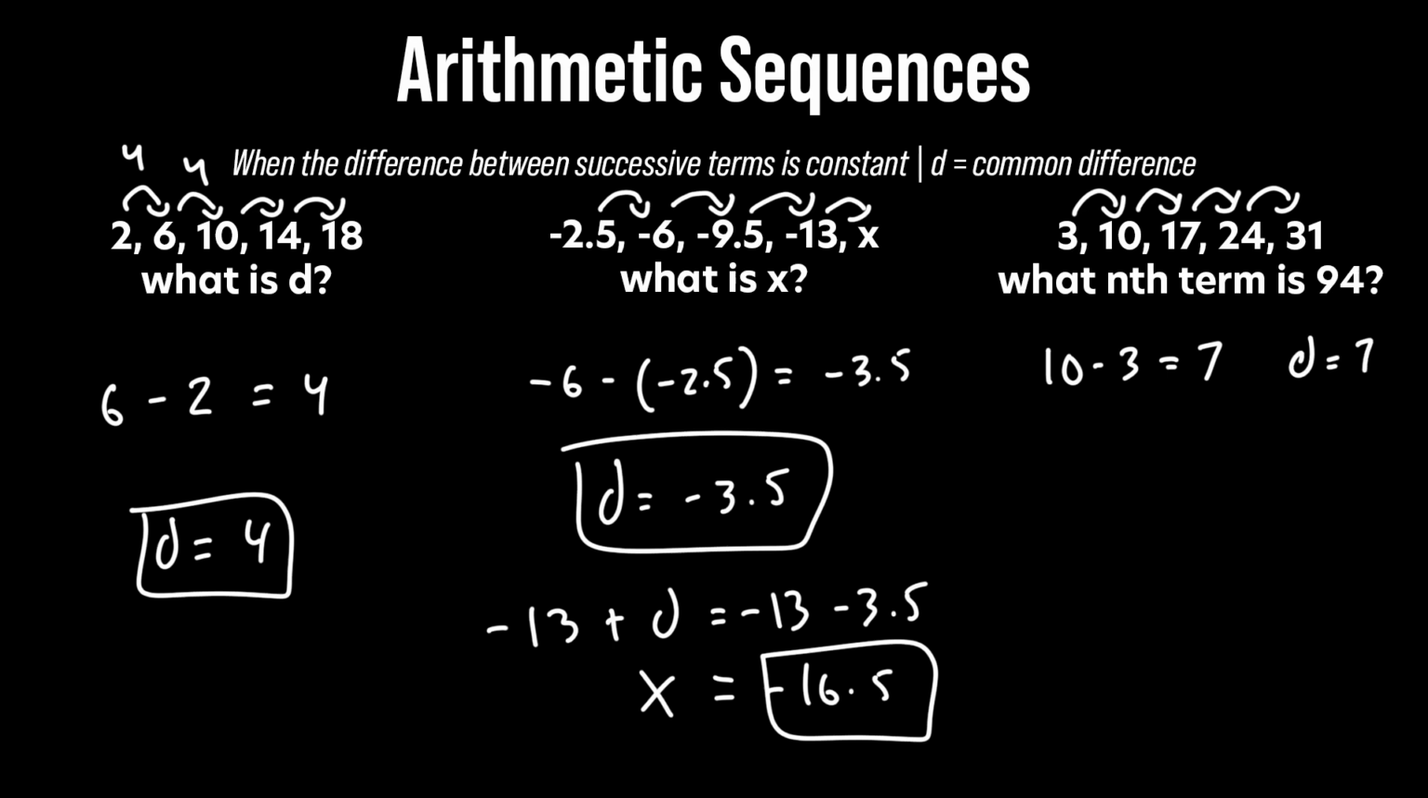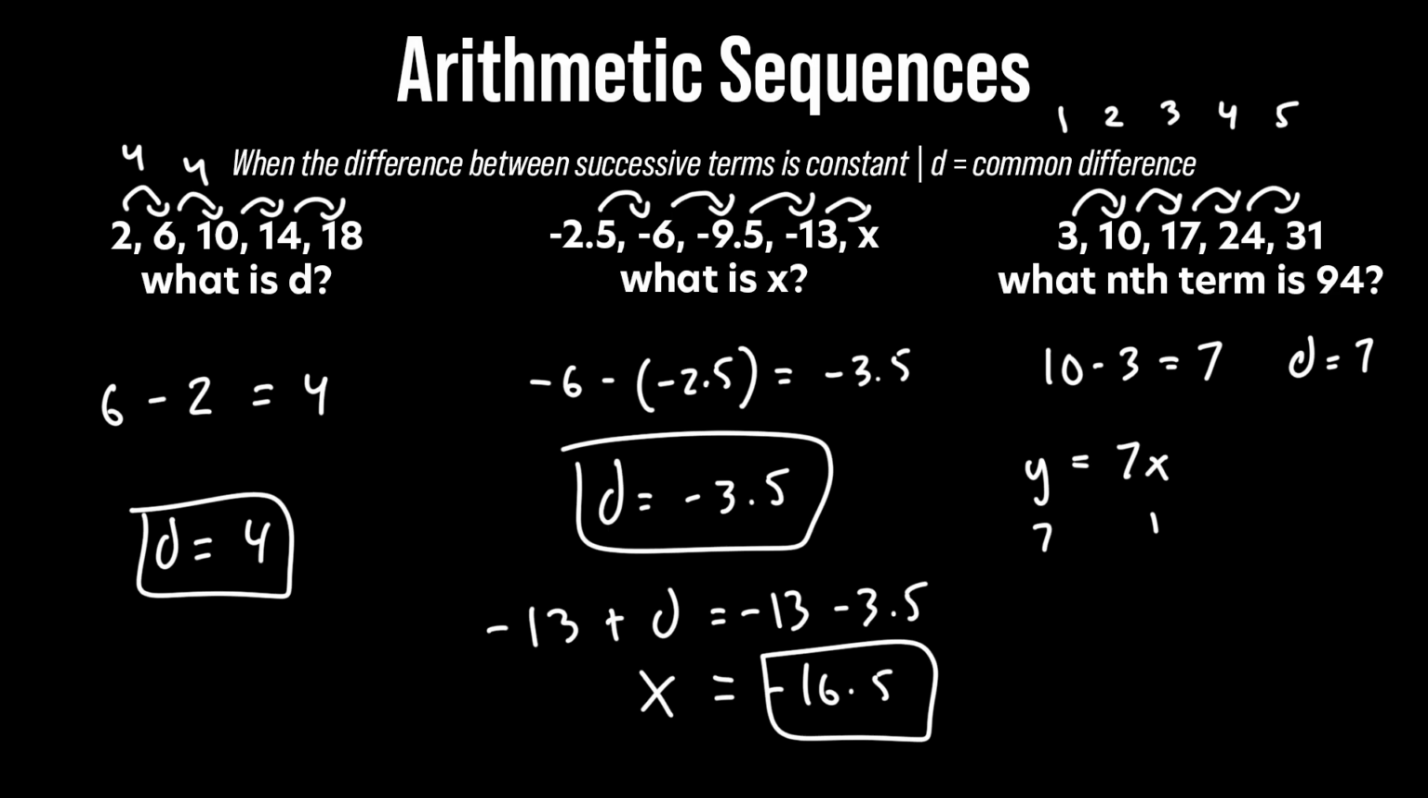What nth term is 94? What is this question really asking? 3 is the first term, 10 is the second term, 17 is the third term, and so on and so forth. So what nth term is 94 is what they're asking. Now you can actually write arithmetic sequences as equations. So we're going to set y equal to 7x because it goes up by 7 each time. So if you plugged in 1 for x, you get 7, 2 for x, you get 14, 3 for x, you get 21, etc., etc.